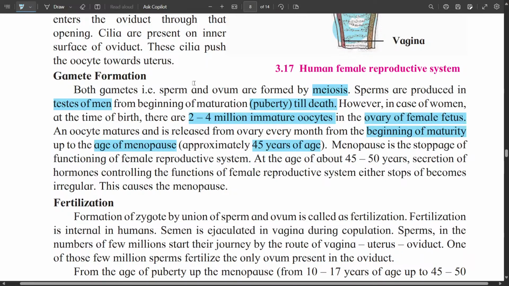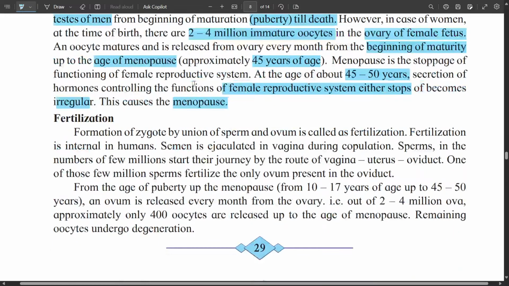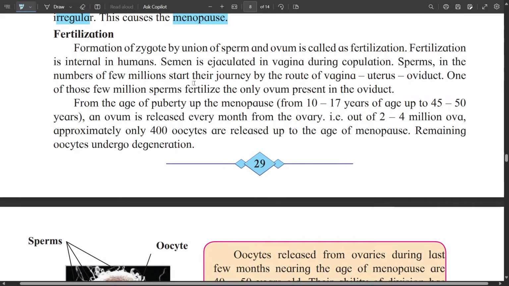Menopause is the stoppage of functioning of the female reproductive system. At the age of about 45 to 50 years, secretion of hormones controlling the functions of the female reproductive system either stops or becomes irregular. This causes menopause. Fertilization. The formation of zygote by the union of sperm and ovum is called fertilization. Fertilization is internal in humans.